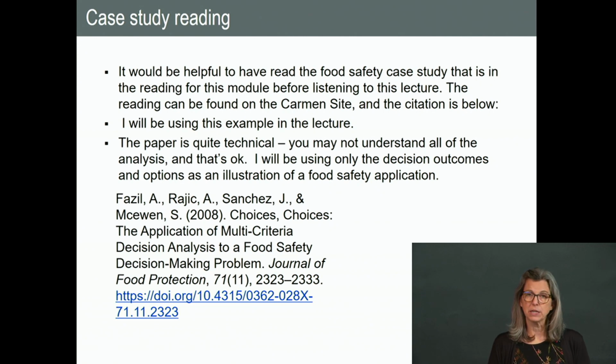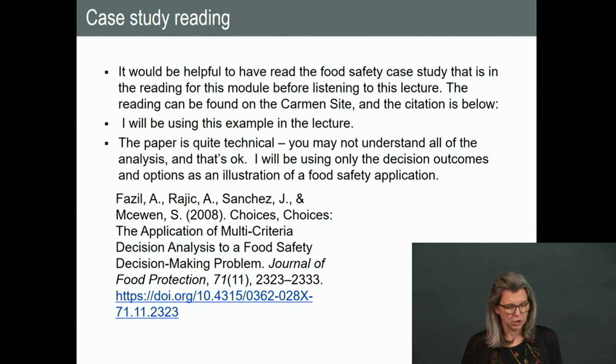It's a little technical, and certainly you don't need to understand all of the content of it, and maybe you could watch the module and then refer back to it, but I am going to use examples of decision outcomes and decision options from that paper. So I put it up on Karman so you could refer to it later if that would be helpful. It's a study on the application of multi-criteria decision analysis to a food safety decision-making problem from 2008.